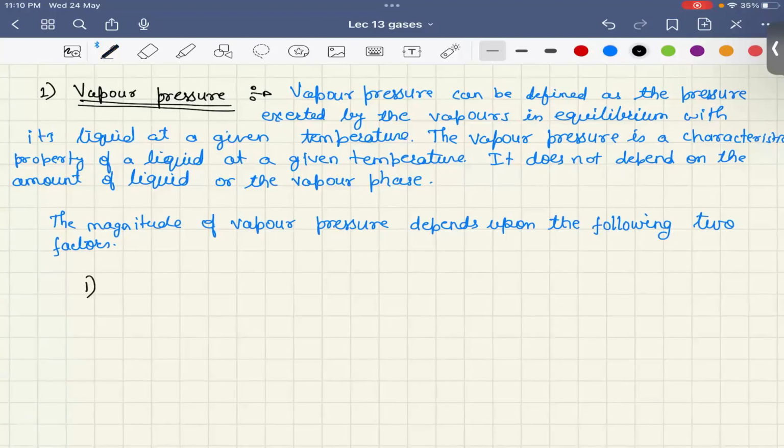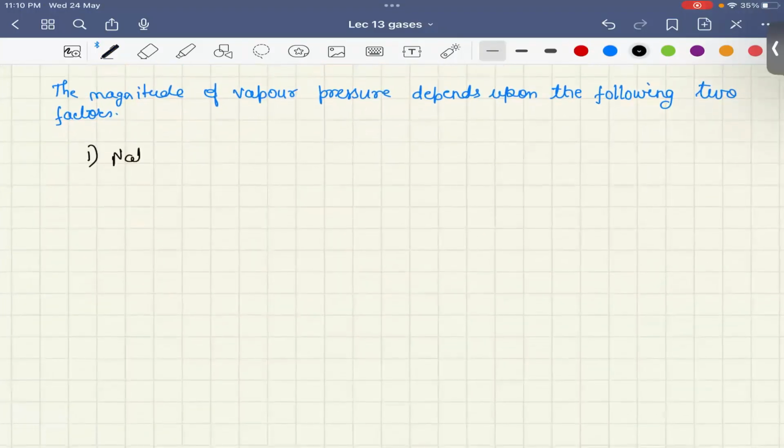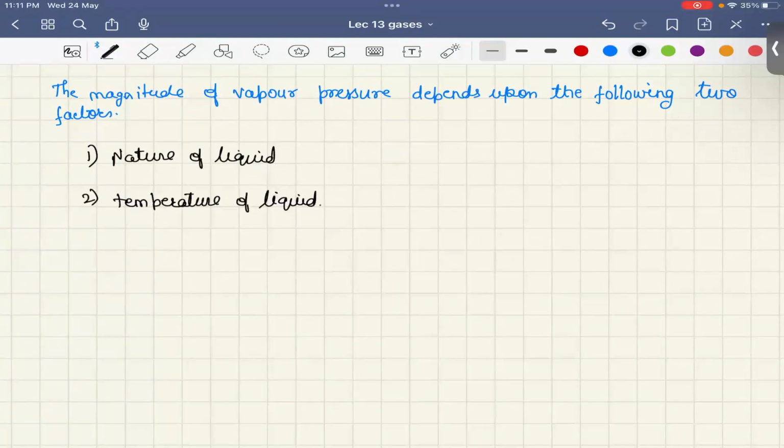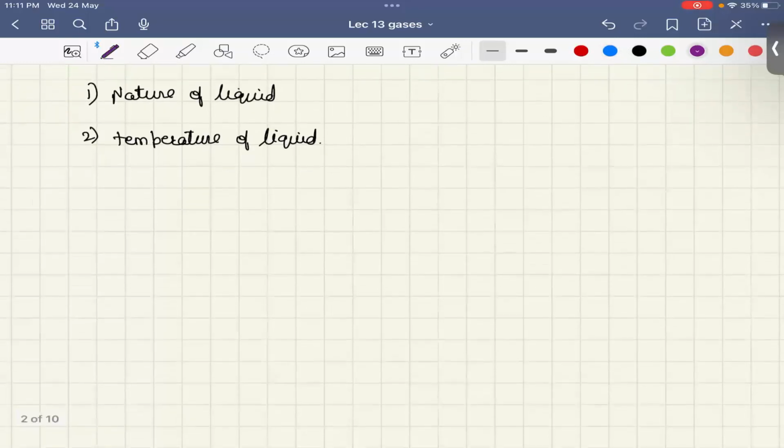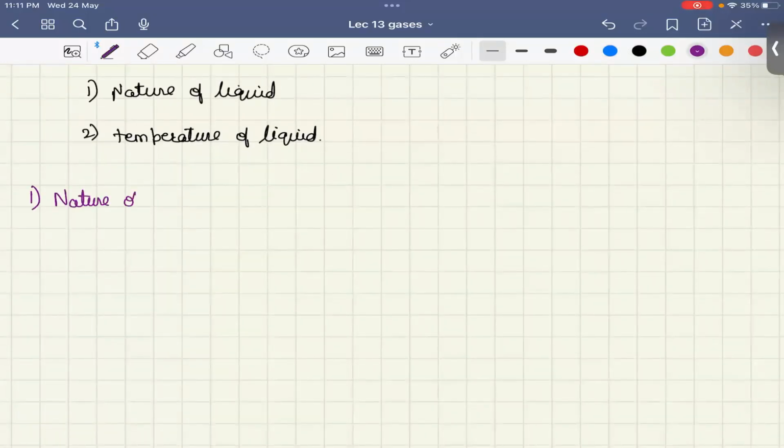These are number one, nature of liquid, and temperature of liquid. So let us understand the first one in detail, which is nature of liquid. The vapor pressure of a liquid depends upon the nature of the liquid.